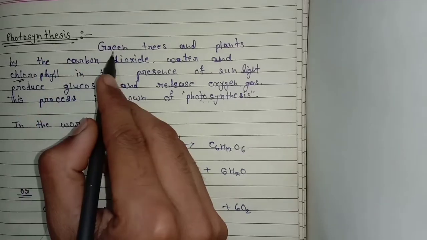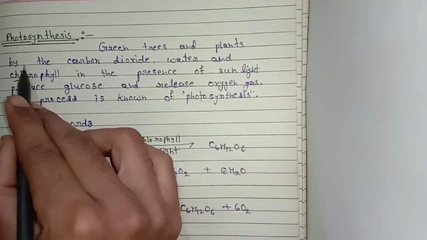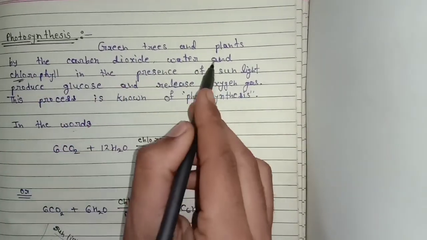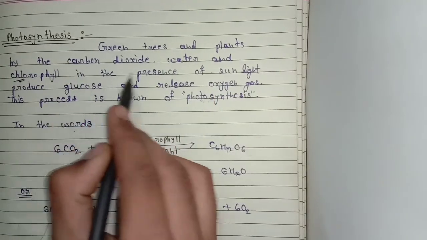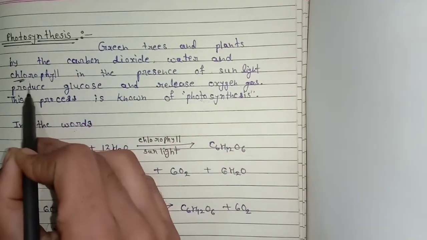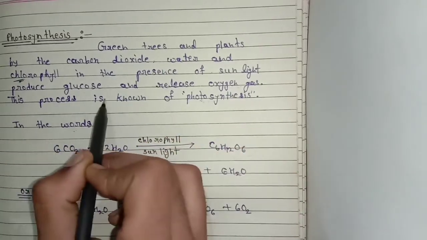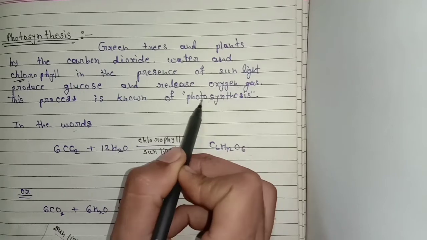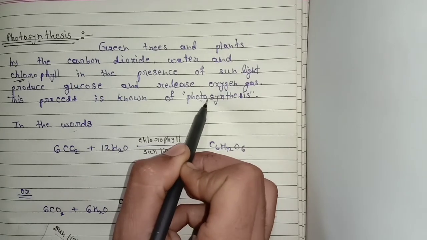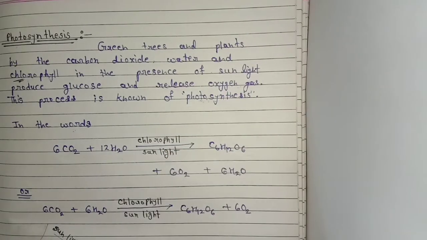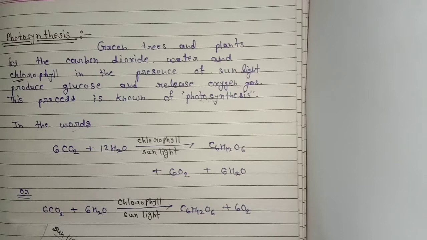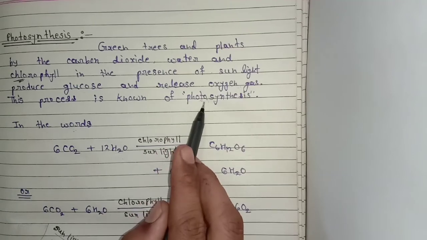Photosynthesis: green trees and plants use carbon dioxide, water and chlorophyll in the presence of sunlight to produce glucose and release oxygen gas. This process is known as photosynthesis. Okay, so what is photosynthesis? Green trees and plants use carbon dioxide, water and chlorophyll in the presence of sunlight to produce glucose and release oxygen gas.